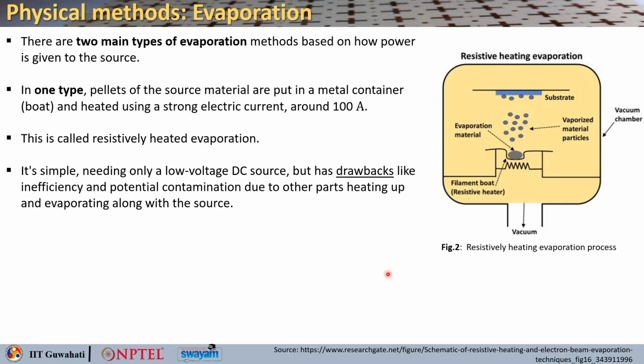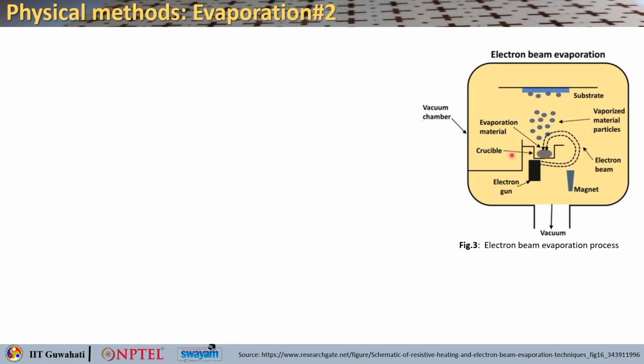So, it needs only a low voltage DC source, but it has some drawbacks like inefficiency and potential contamination due to other parts also getting heated up and getting evaporated along with the source, right.